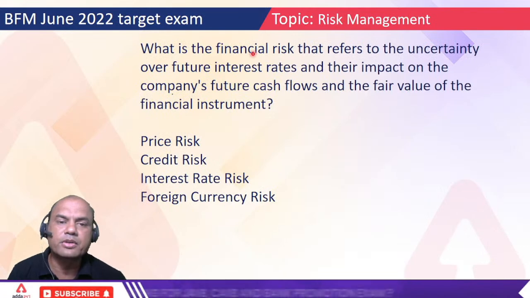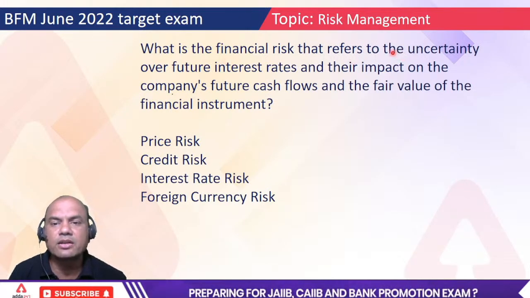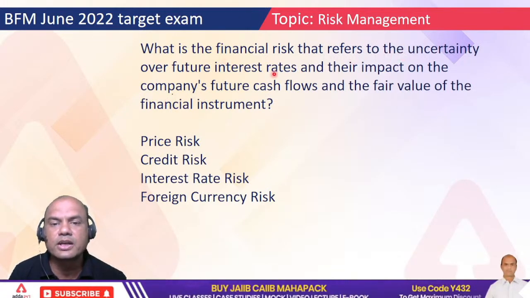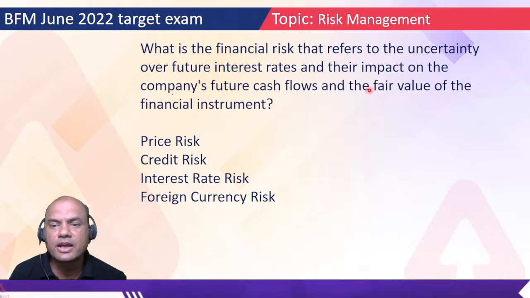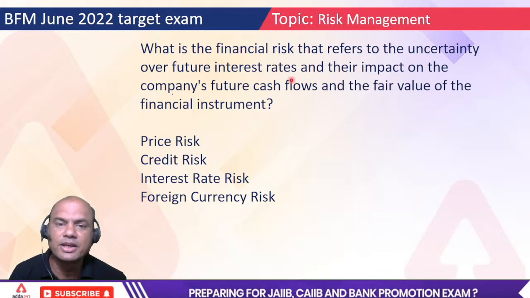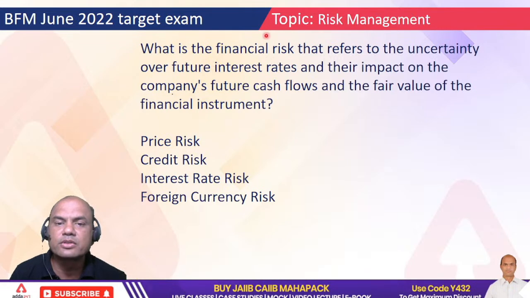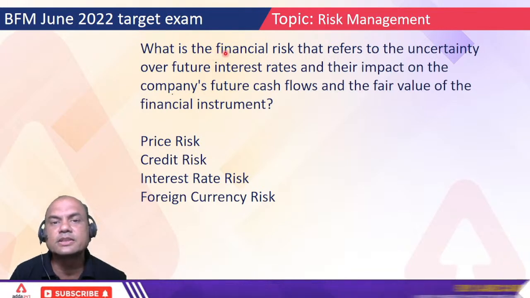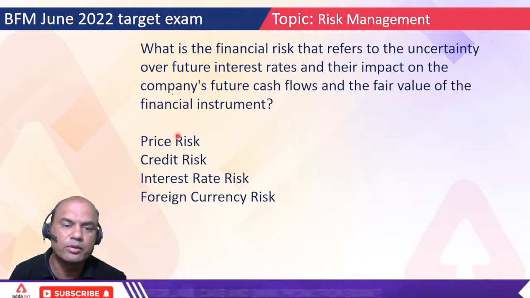Now we'll come to the objective questions. What is the financial risk that refers to the uncertainty over future interest rates and the impact on the company's future cash flows and the fair value of the financial instruments? Means the uncertainty over interest rates, interest rates may go up or down. So what will that be known as?